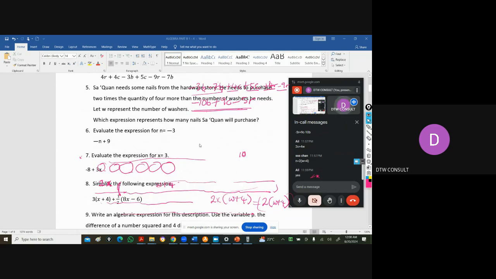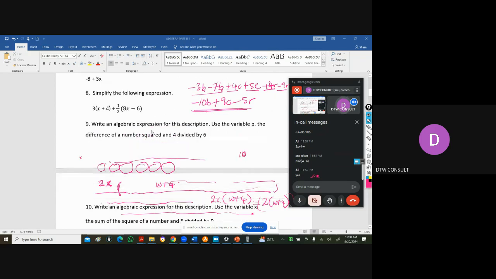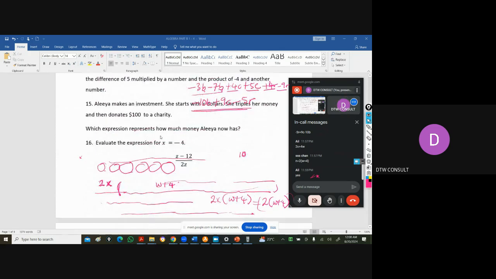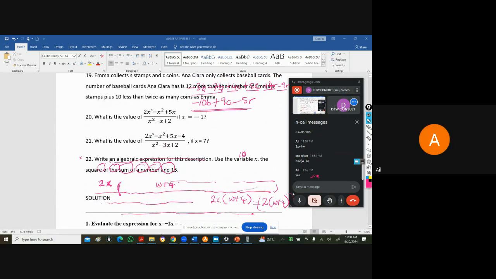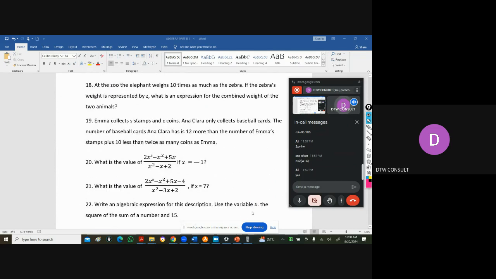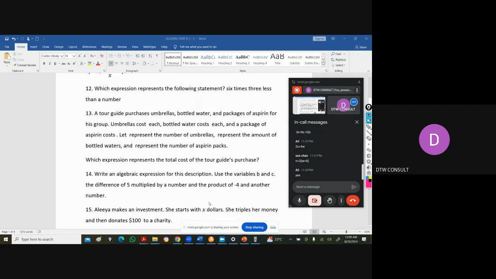Okay, so I will drop this now on the group, on the classroom. All right, you can see here we have even more simplification. We have also word problems, more word problems, which is a lot in the GED, so we have to love word problems. When you watch that video, I explained a lot on all this, with the square, the sum of a number and 15, all these statements. Word problems are explained there. So please do watch that video.